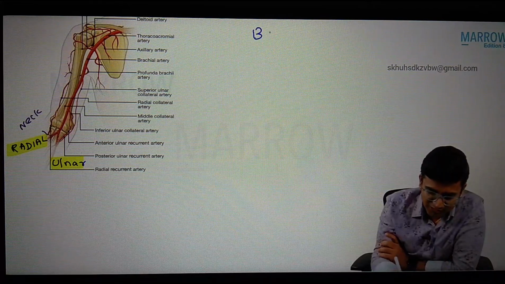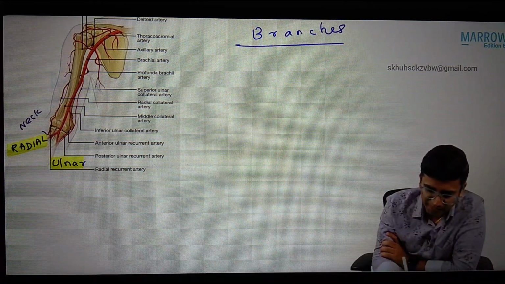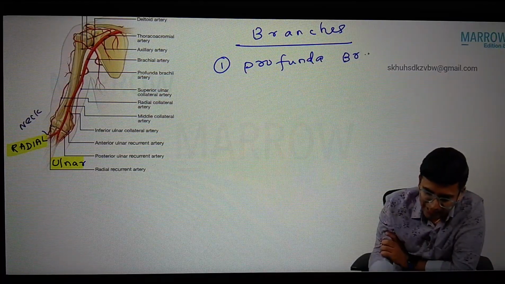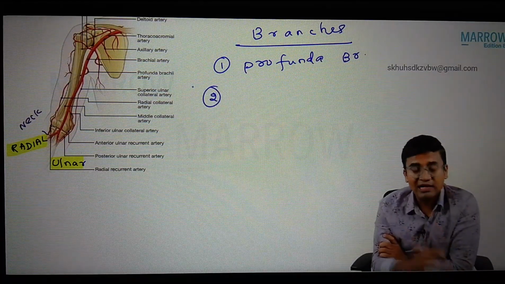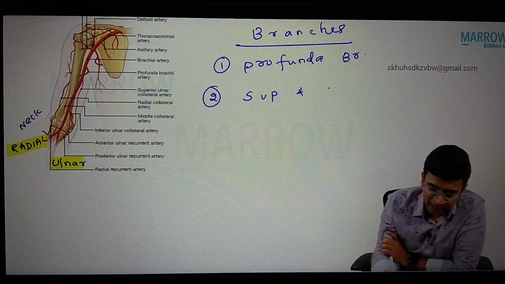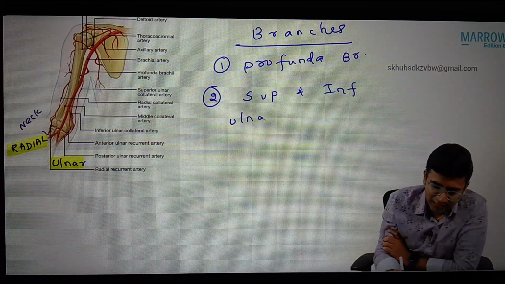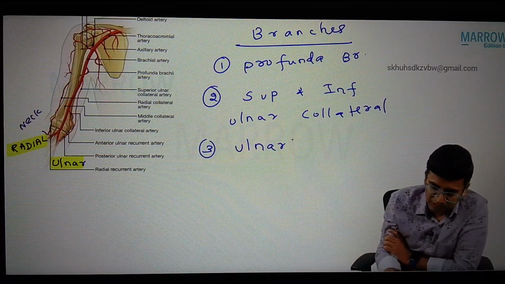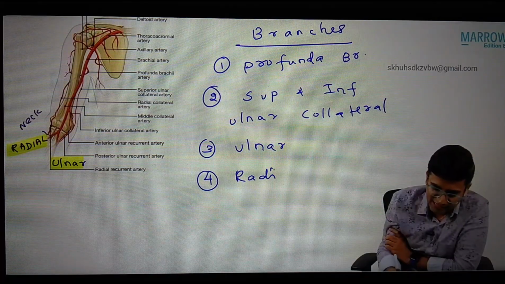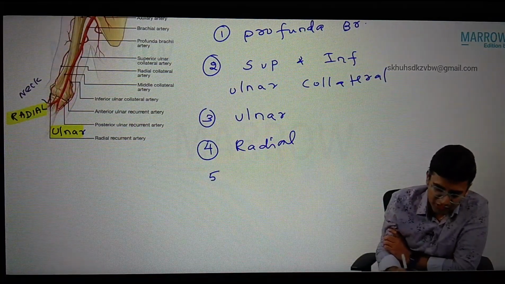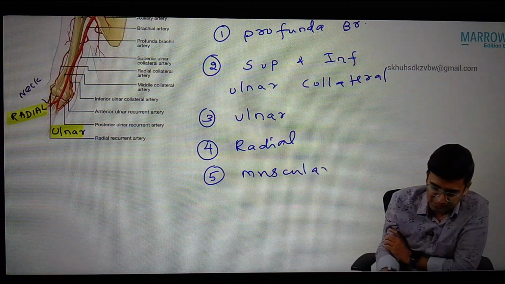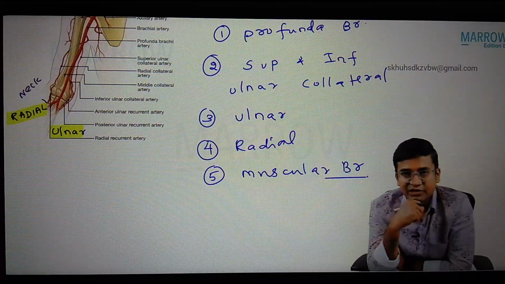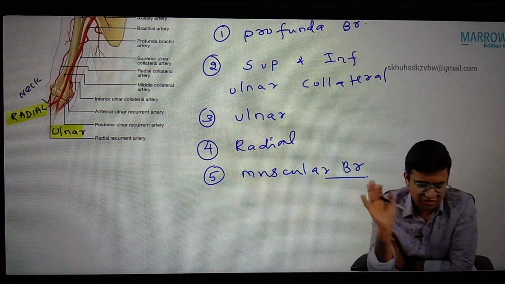Next, branches. What are the branches coming from the brachial artery? Number 1, profunda brachii artery. Number 2, ulnar collateral arteries. We have 2, superior and inferior ulnar collateral arteries. And we have 2 terminal branches, ulnar artery and radial artery, and the brachial artery also gives some muscular branches. So these are the branches from the brachial artery: profunda brachii, superior ulnar collateral, inferior ulnar collateral, radial artery, ulnar artery, and some muscular branches.